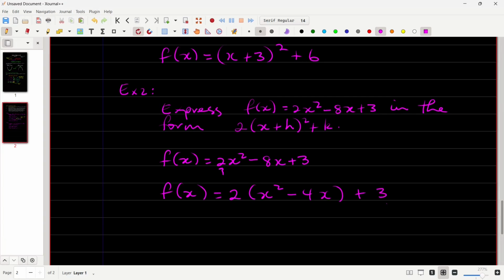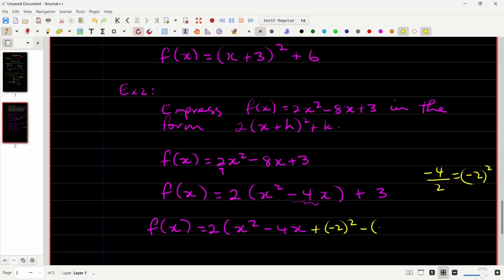Now what we're going to do, we're going to take this coefficient here, and we're going to say minus 4 divided by 2 is equal to minus 2, and we're squaring that. Okay, we're going to add and subtract that value inside of the bracket. So let's write that over. So f of x would be equal to 2 into (x squared minus 4x. And again, we're going to add negative 2 squared, and then we're going to subtract negative 2 squared), and then we're going to close the bracket off and add 3, right?